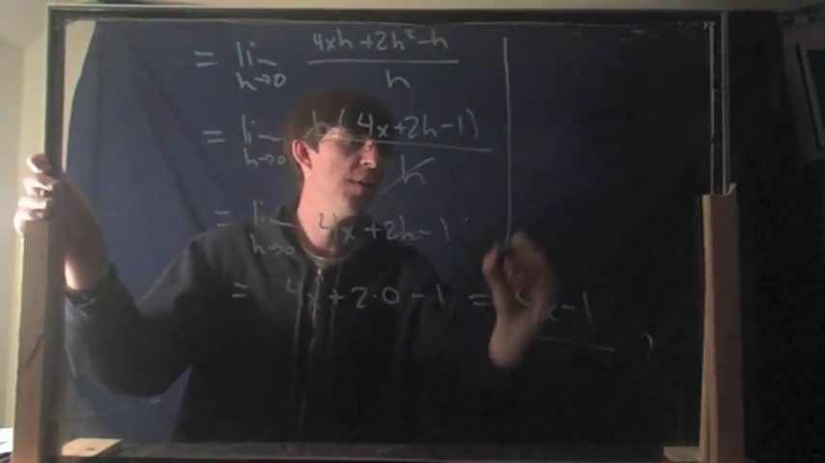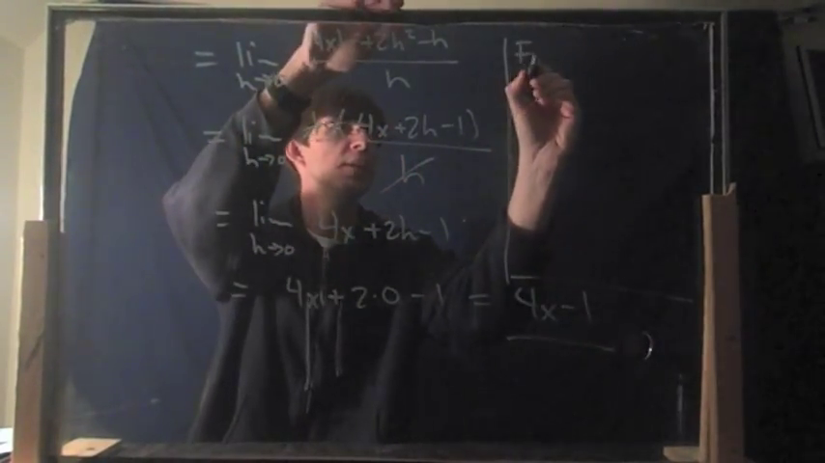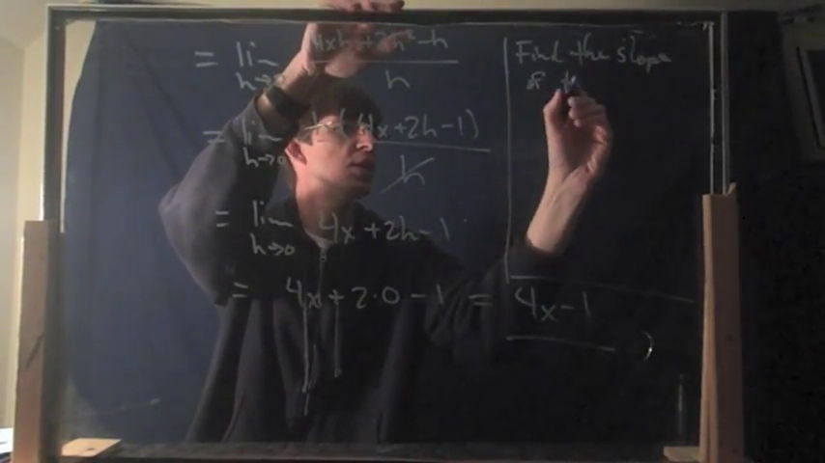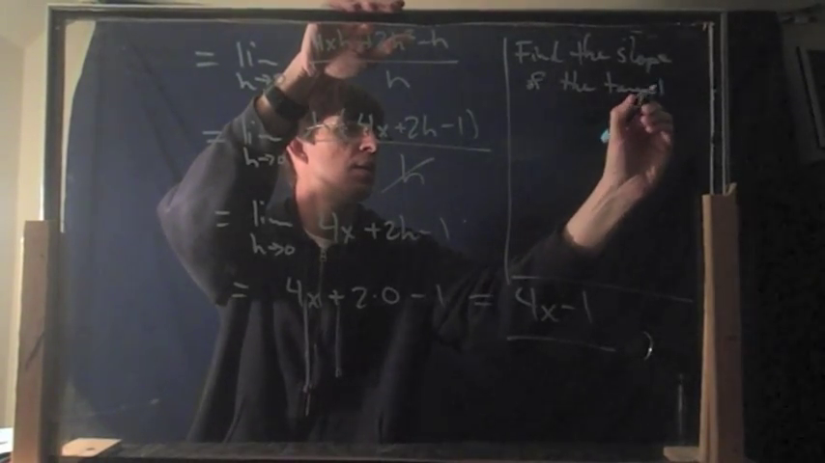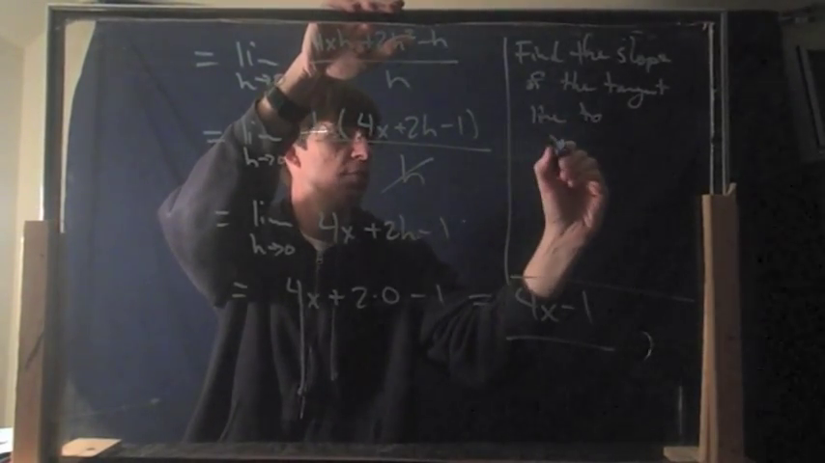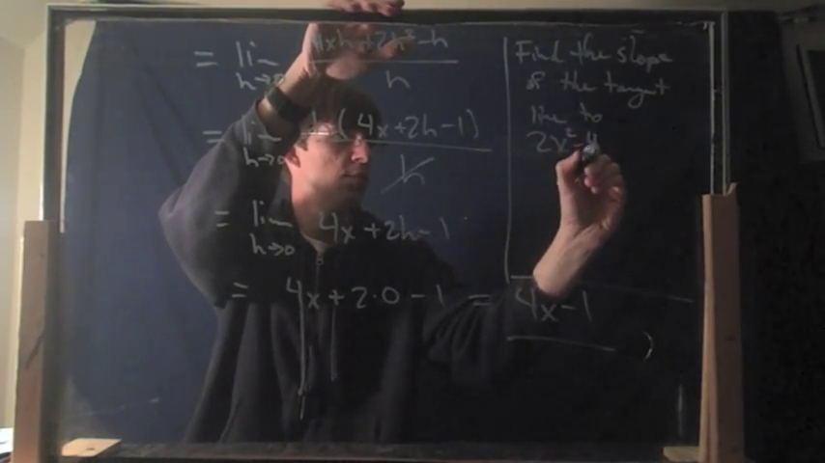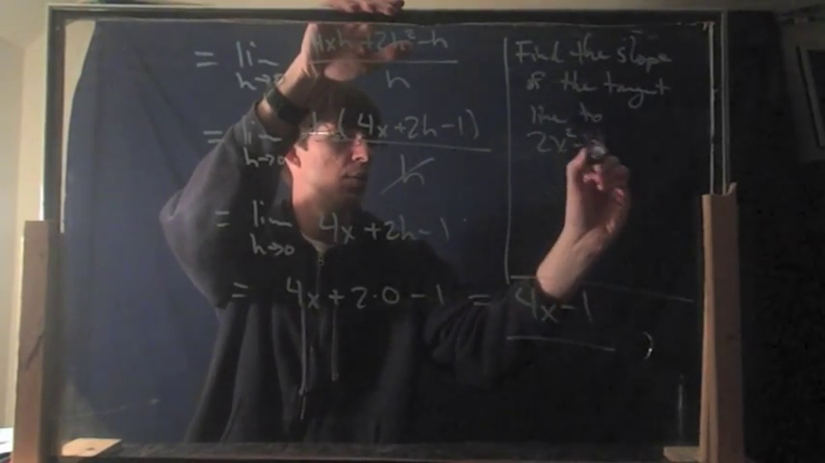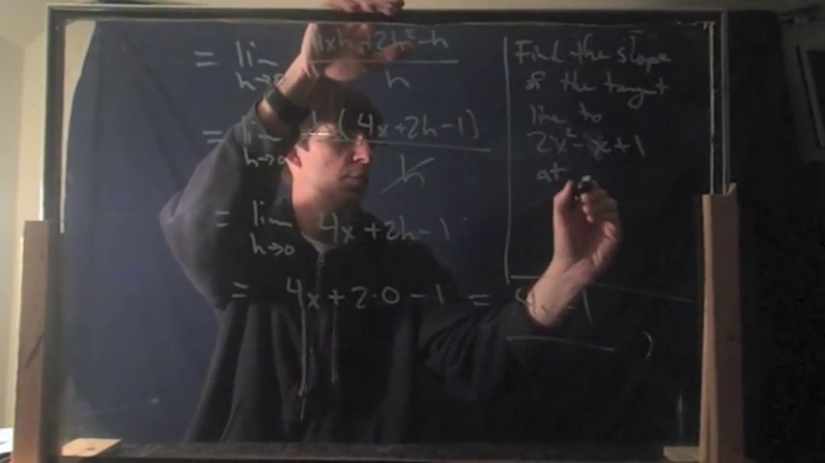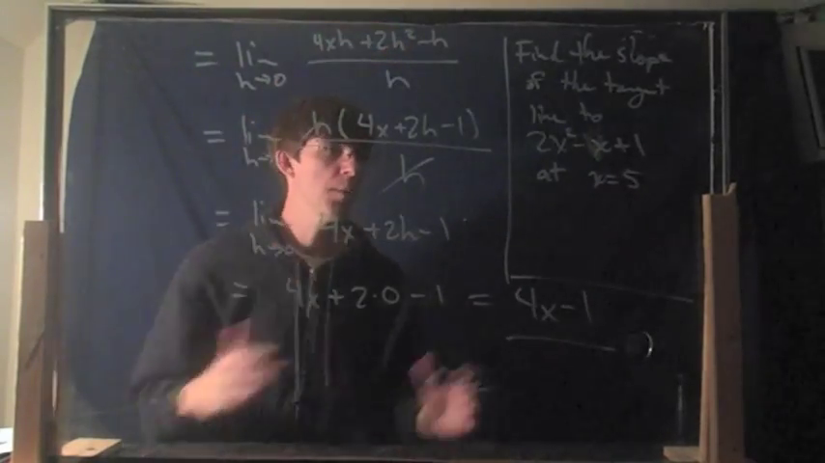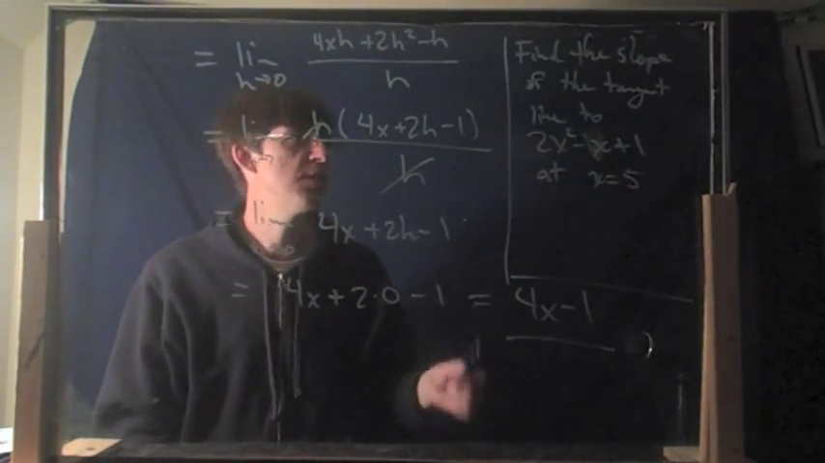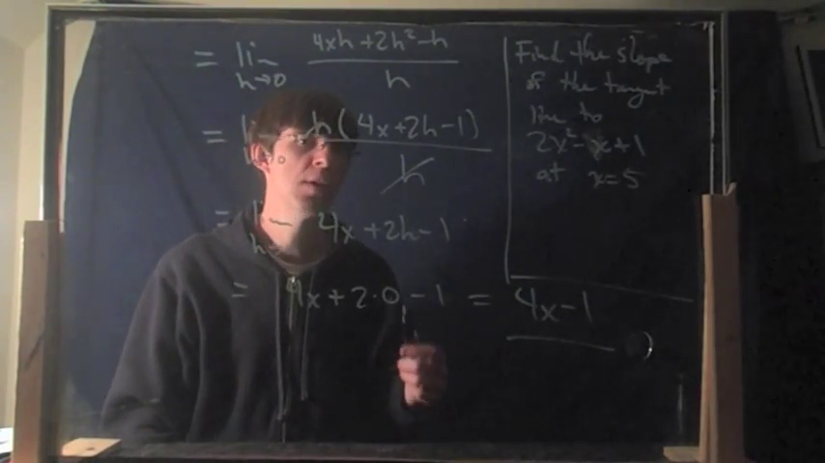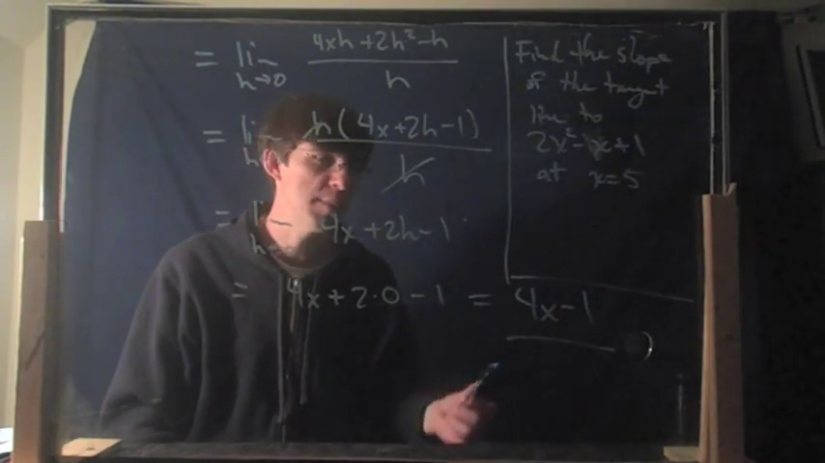Here's a little follow-up that's very easy once you've done the rest of it. Find the slope of the tangent line to that function, 2x squared minus x plus 1, at the point x equals 5. What does all of this have to do with the slope of the tangent line? Well, the derivative is the slope of the tangent line. It is the instantaneous rate of change, which is the same as the slope of the tangent line.